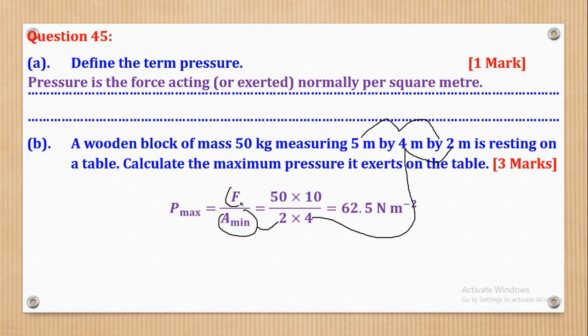Then the force will be the weight. So mass is 50 multiplied by g, which is 10. So when I divide, I'll come up with 62.5 newtons per meter squared. And that will be the answer.